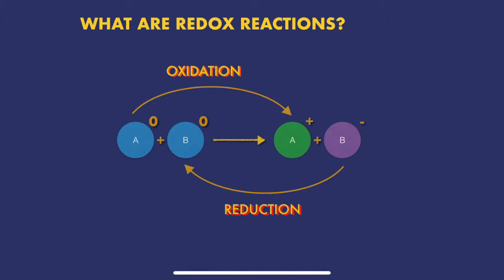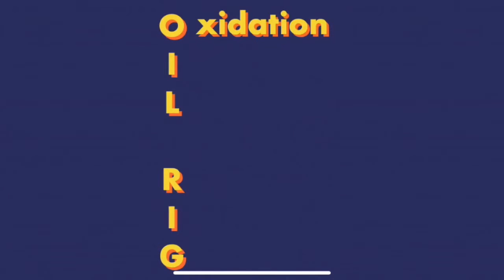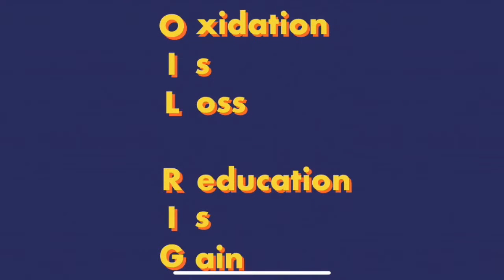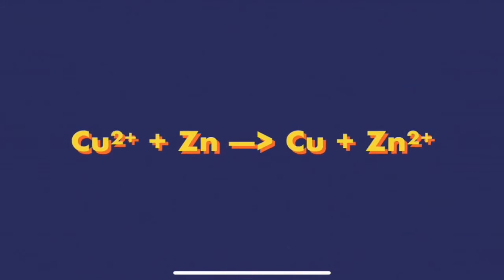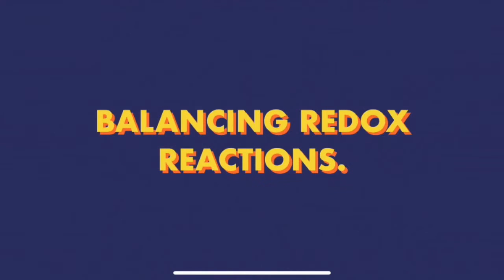To make it easier to remember, we can use the mnemonic OIL RIG. OIL, meaning oxidation is loss, and RIG, meaning reduction is gain. Sometimes it can be as simple as adding electrons to balance out the charges, but other times it gets more complicated than that. Today, we will be talking about balancing redox reactions in both acidic and basic mediums.